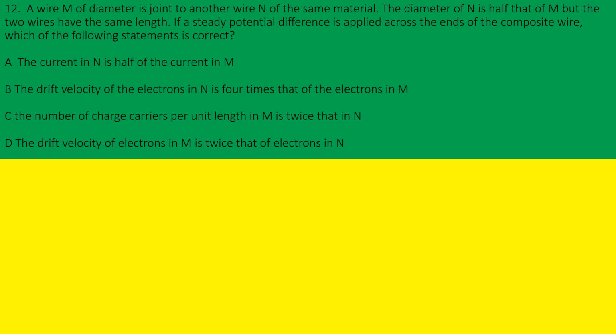All right, a wire M of diameter 2d is joined to another wire N of the same material. The diameter of N is d. Okay, so just pause and read. So we actually have these two wires M and N. The diameter of M here is of course 2 times that of N.